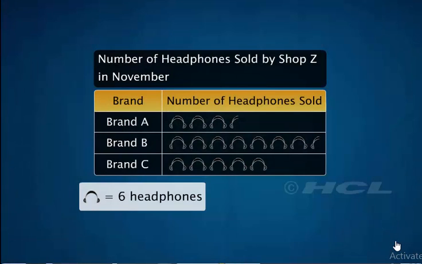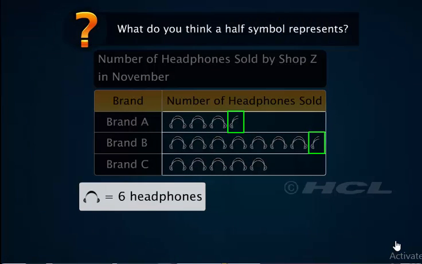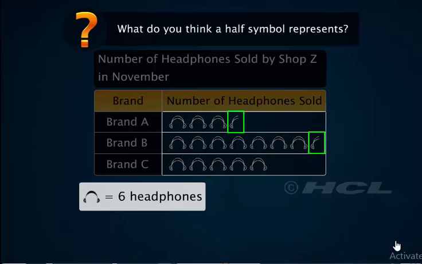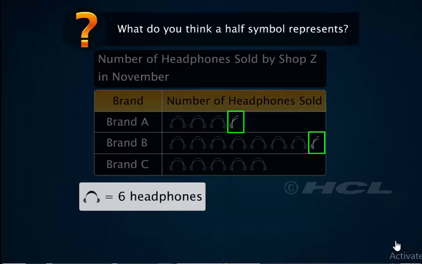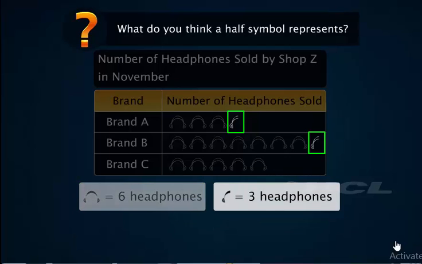Let's take a look at another pictograph. Here, the scale shows that each symbol represents 6 headphones. But we also see some half symbols. What do you think a half symbol represents? A half symbol represents half the number of items defined by a whole symbol. For example, here one symbol represents 6 headphones, and so a half symbol represents 3 headphones.